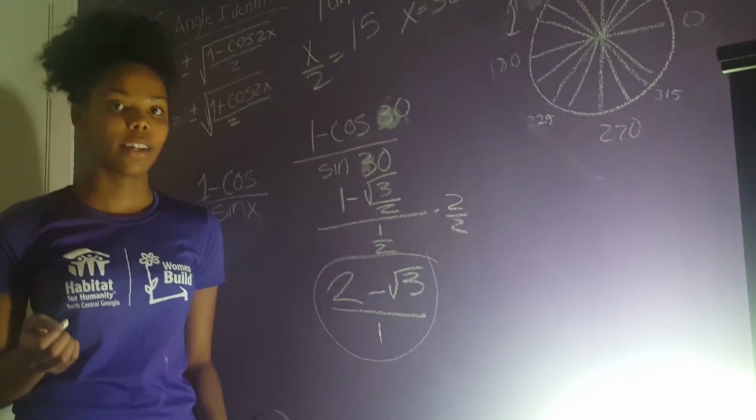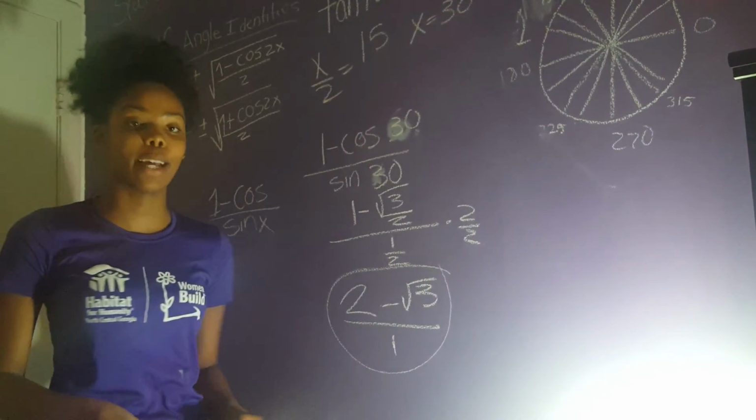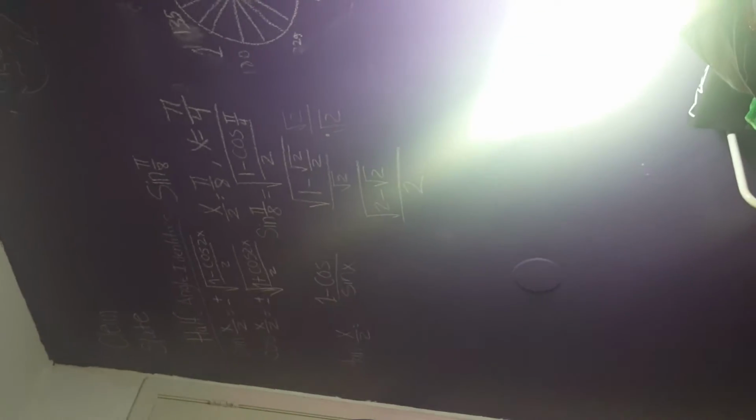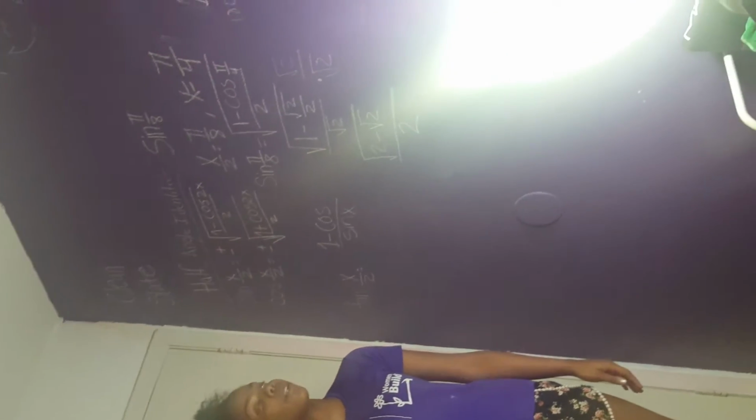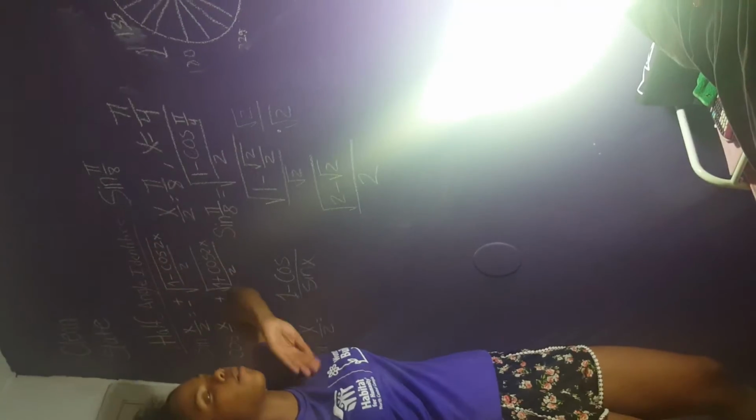And that is how you do your half angle for tangent of 15. Now we're going to move on to our next example. So next we are going to do sine pi over 8.